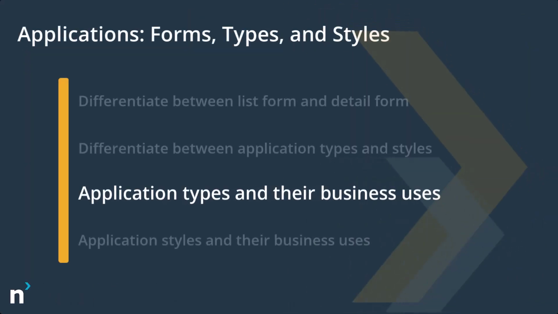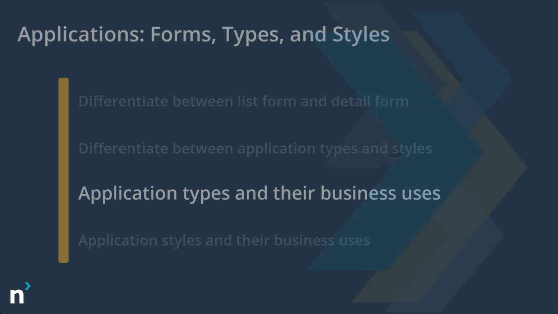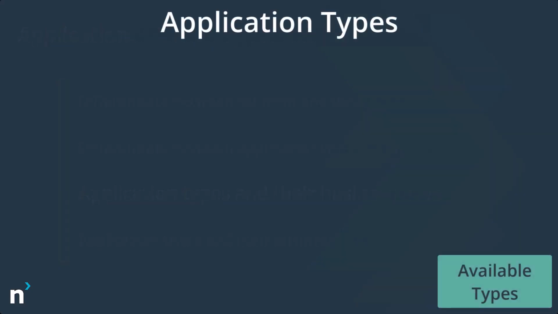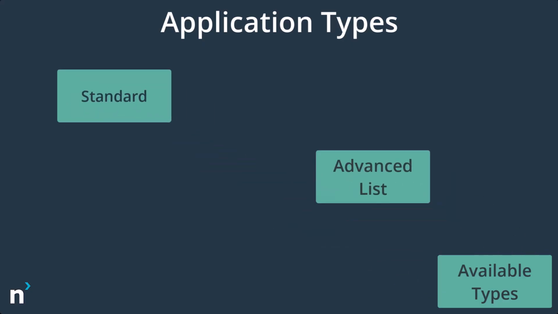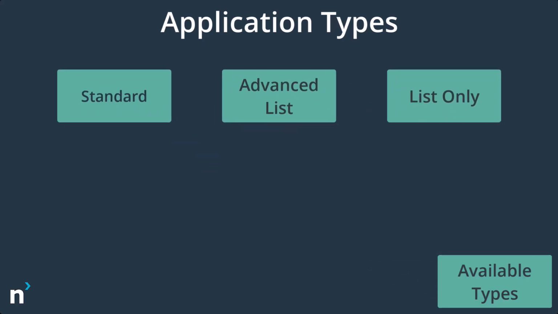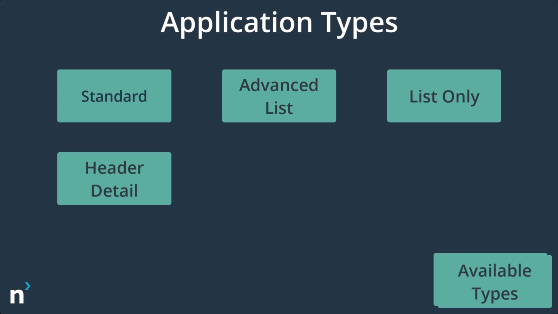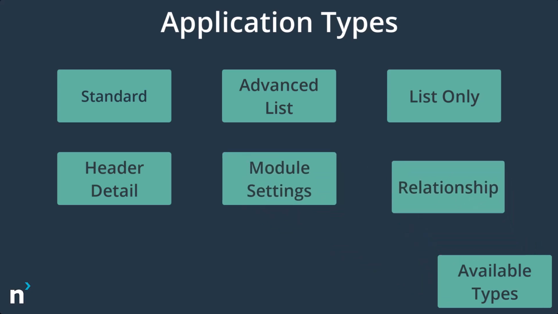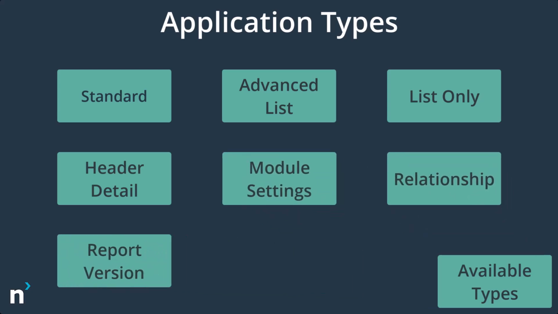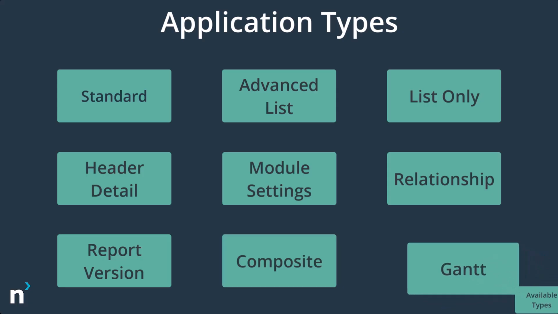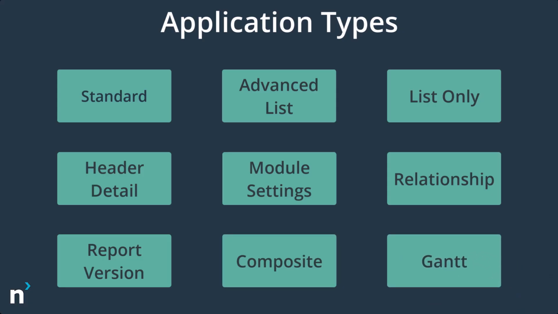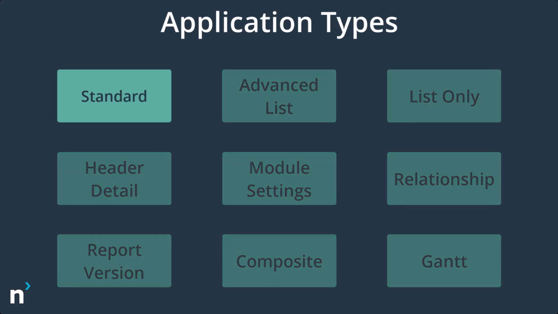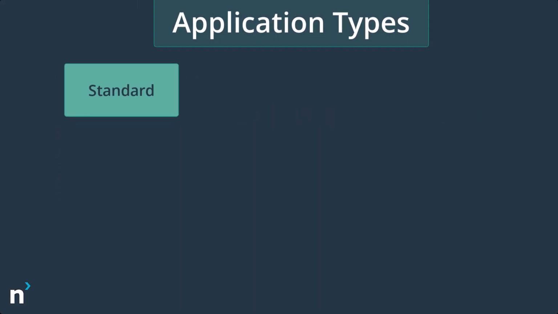Next, let's learn about the different types of applications available on the NextWorld platform. The different application types are Standard, Advanced List, List Only, Header Detail, Module Settings, Relationship, Report Version, Composite, and Gantt. Let's learn about each of these application types and how they can be used to meet business needs.